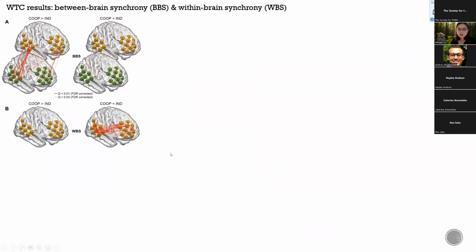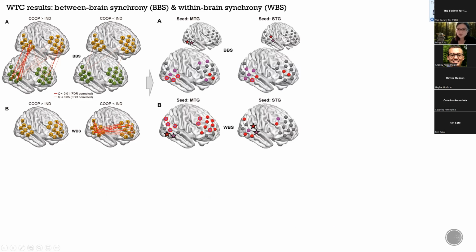We can see the brain regions that showed significantly stronger within-brain synchrony, that is connectivity, during independent play. The regions are from MTG and STG, and also frontal polar and the DLPFC. They worked together in the cooperative session, functioning like a 2-in-1 system.